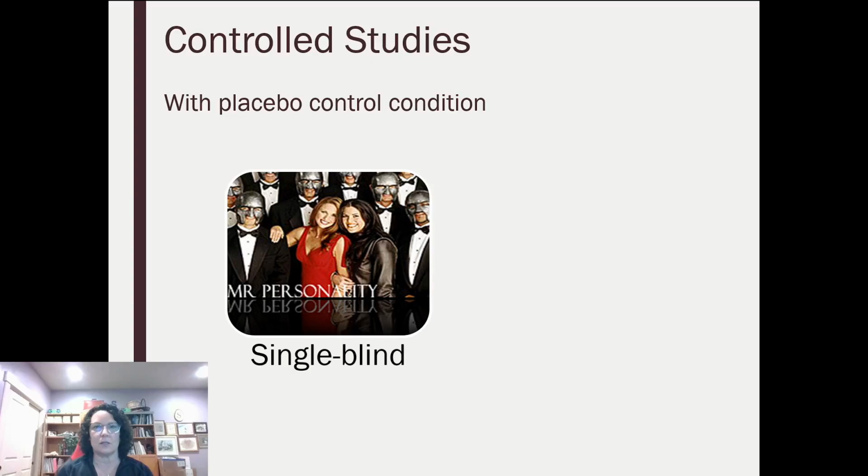The participant doesn't know what condition they're in. If the participant doesn't know what condition they're in, that's called a single blind study, where the participant is blind to their own condition.